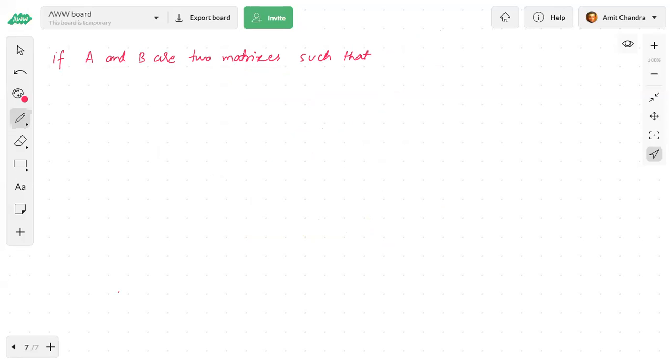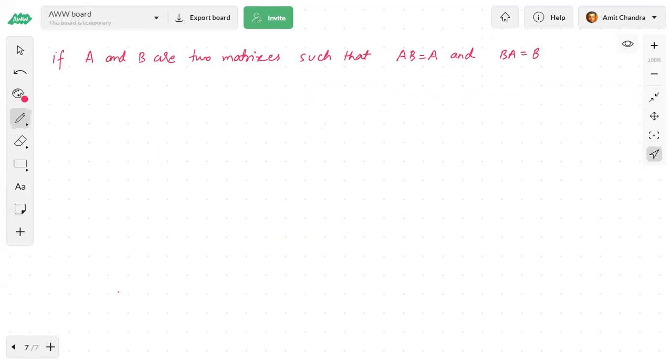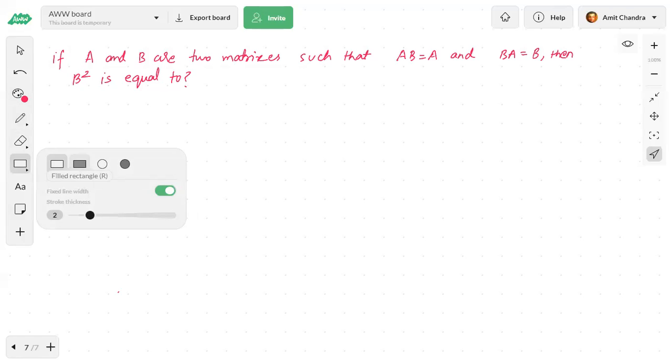Fine. So if A and B are two matrices such that AB is equal to A, and BA is equal to B, then B square is equal to, okay? Solve this.